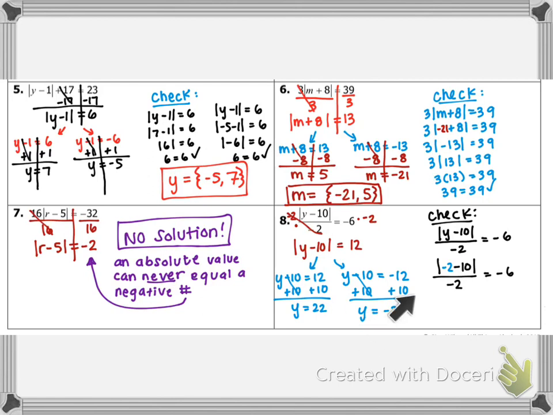And then try negative 2. Negative 2 minus 10 is negative 12. And then the absolute value of negative 12 is 12. So now do 12 divided by negative 2, which is also negative 6, which means both of them work. And yes, there will be times when they don't. So do check. Especially probably on a quiz or a test, because I would want to make sure you guys are checking.